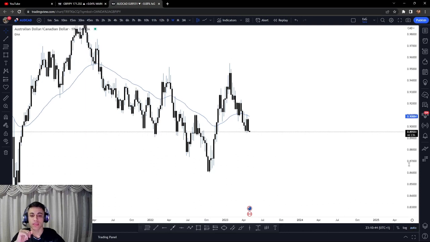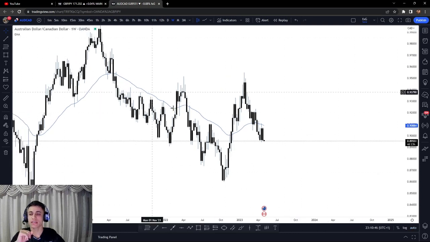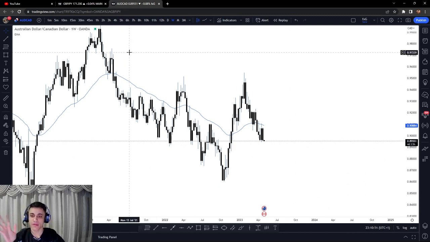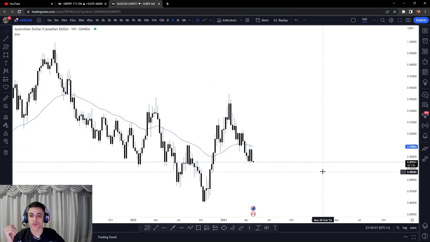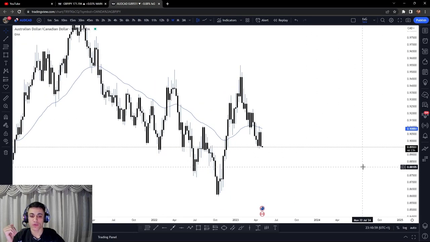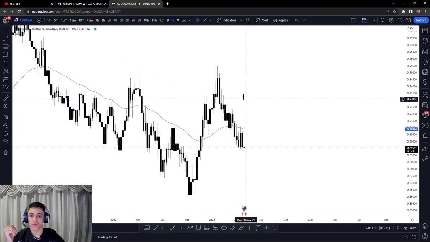So looking at this chart right here, we have AUD CAD. Now you could do this on any other pair. I just picked a random pair to show you guys that this works on any pair of your desire. So where's the strongest area of market structure that we have right here?